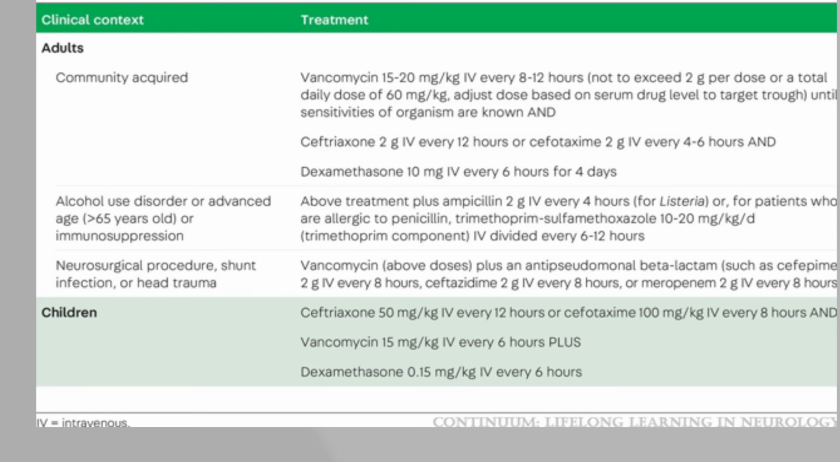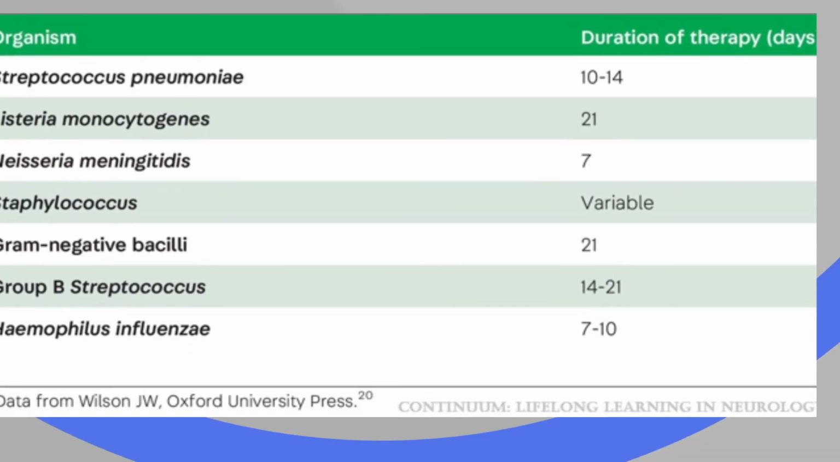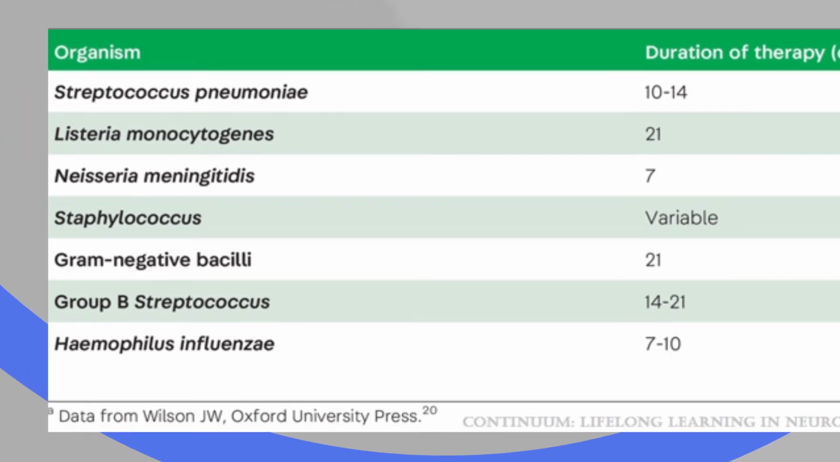And then in the case of patients who have had neurosurgical procedures, you have to add an anti-pseudomonal beta-lactam, such as cefepime, ceftazidime, or meropenem. And that covers the coverage. And again, with the common organisms, the duration of treatment, group B strep is 14 to 21 days, listeria 21 days, and the other ones are either 10 or 10 to 14 days.